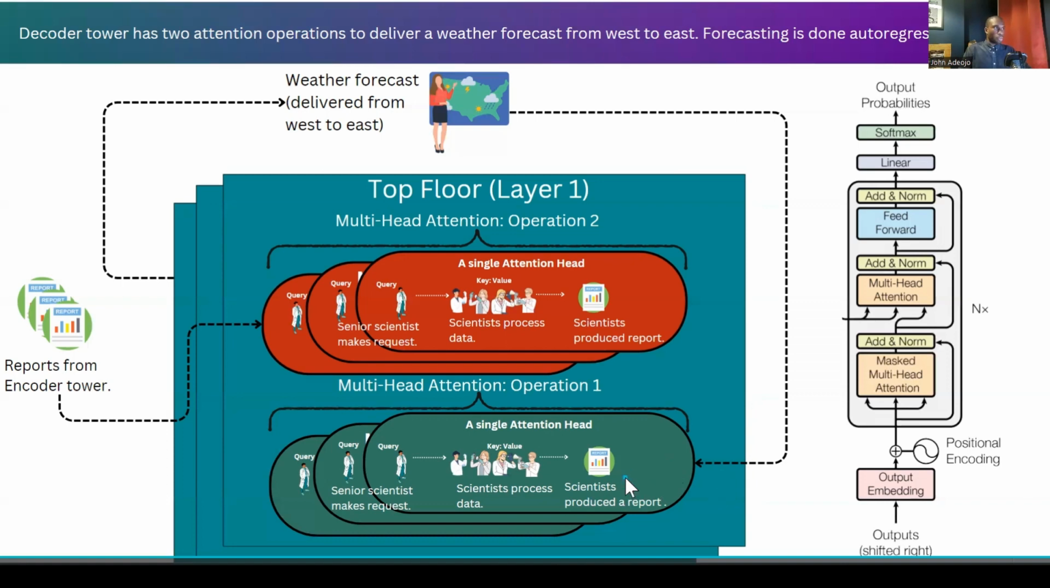The second attention operation deals with the output from the first attention operation and also the reports from the encoder. So then the output of that attention operation is fed down through the floors of the decoder tower, and these two attention operations are propagated throughout the decoder tower until we reach the bottom where the forecast is finally generated, right? And that's what this diagram is attempting to map out here, okay? And that is pretty much it for generating forecasts, and hopefully you can see how that aligns with the architecture.